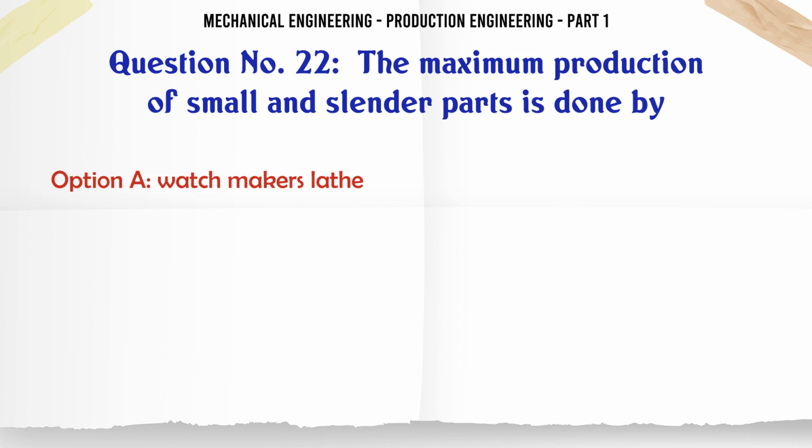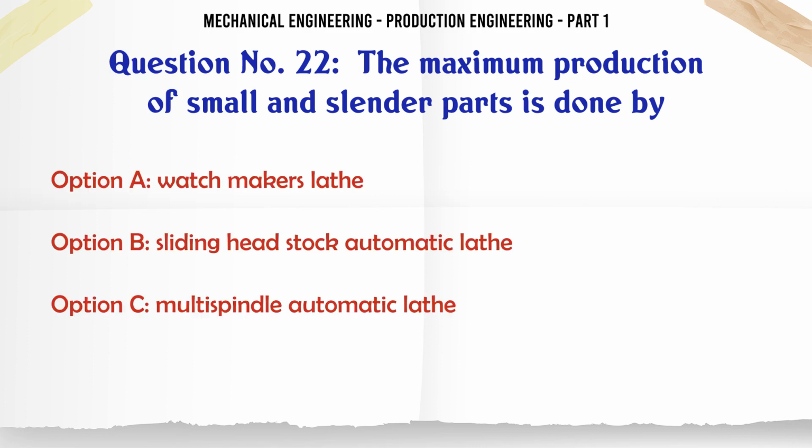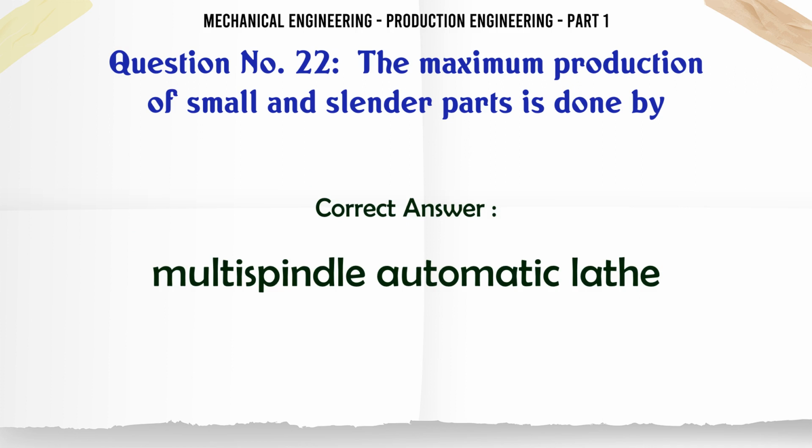The maximum production of small and slender parts is done by A. watchmaker's lathe, B. sliding headstock automatic lathe, C. multi-spindle automatic lathe, D. capstan lathe. The correct answer is multi-spindle automatic lathe.